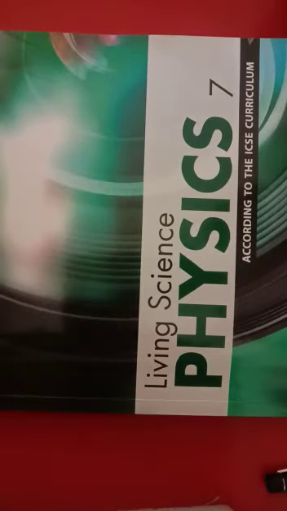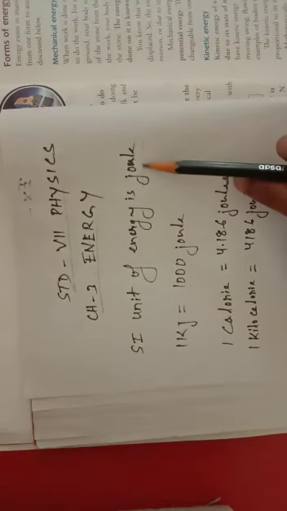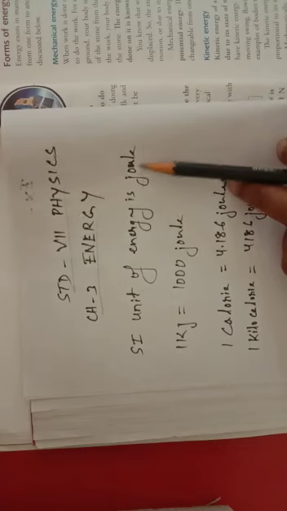Children, today we are going to study Standard 7 Physics, Chapter number 3, Energy. Energy is defined as the capacity of the body to do work. The SI unit of energy is joule. The multiple unit is kilojoule. 1 kilojoule is equal to 1000 joule.